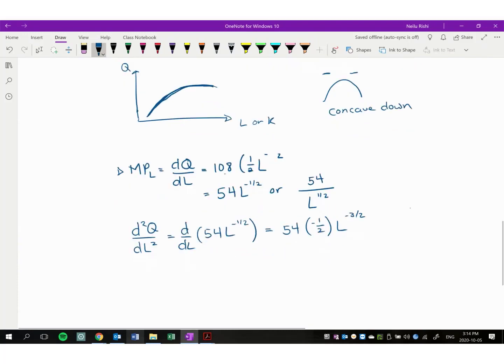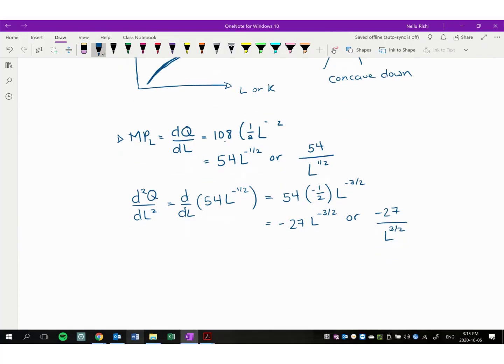So this is going to become negative 27 L to the power of negative 3/2, or negative 27 over L to the power of 3/2. Okay, now is this value going to be negative or is it going to be positive? How do we dissect that? Well, let's look at the denominator. The numerator is always negative. Can the denominator ever be negative? No, this denominator always has to be positive.